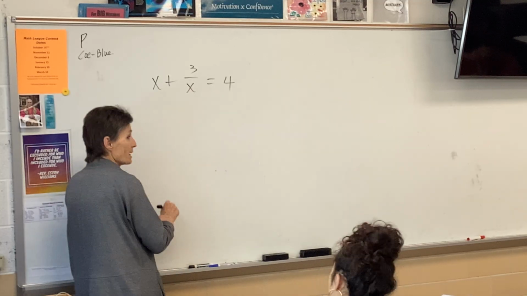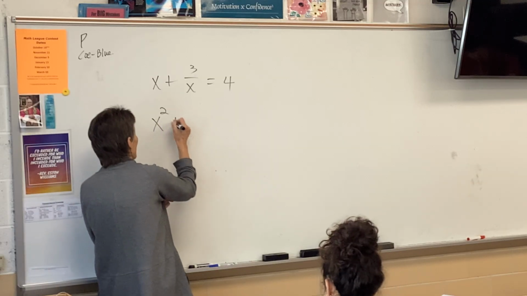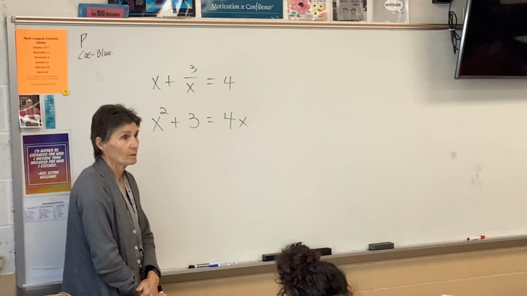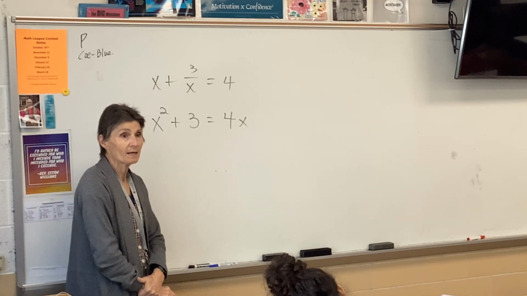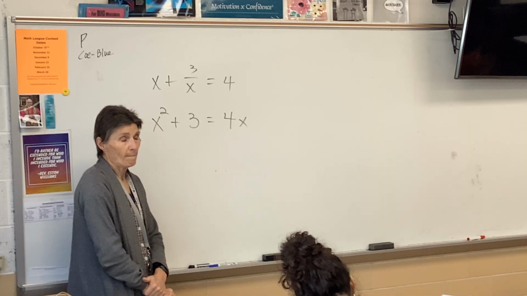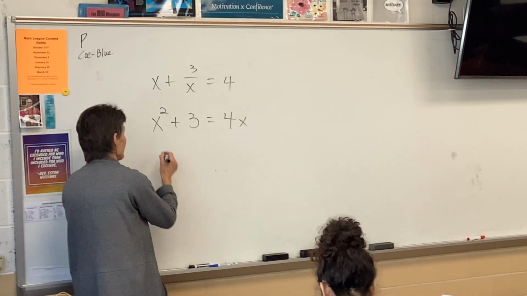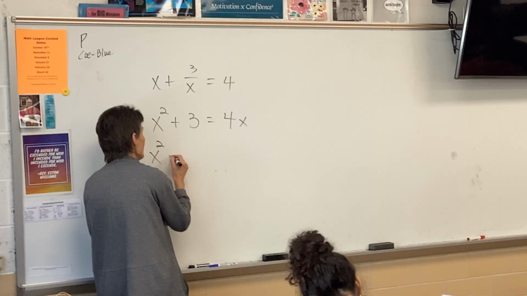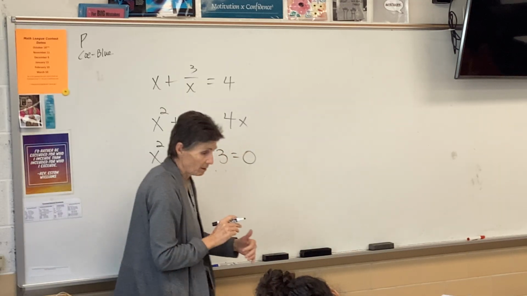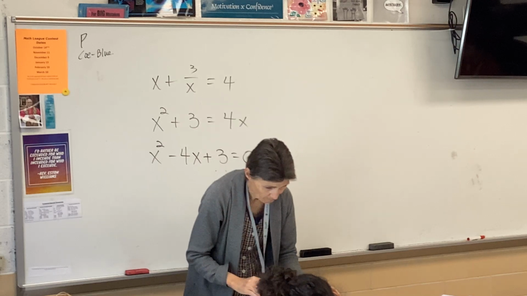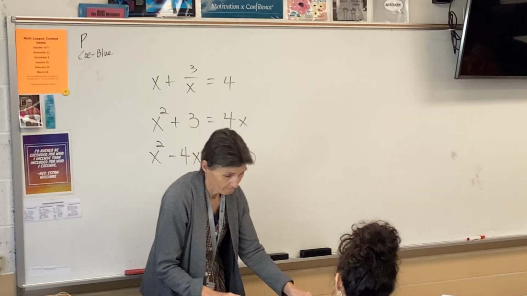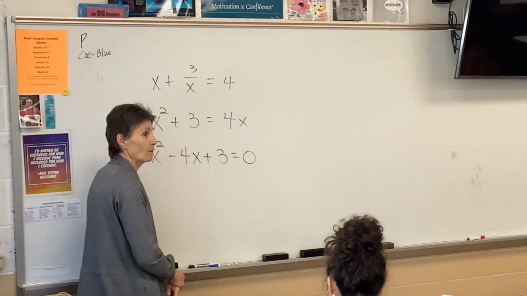I would multiply x by everything. And when I do that, I would be left with this. Would you agree with that? Multiply by x. Alright, now what? Subtract 4 over. Move the 4 over. And when I move it, I'm going to put it in the middle here because then my problem's in the right order. Okay? Is that alright with everybody?